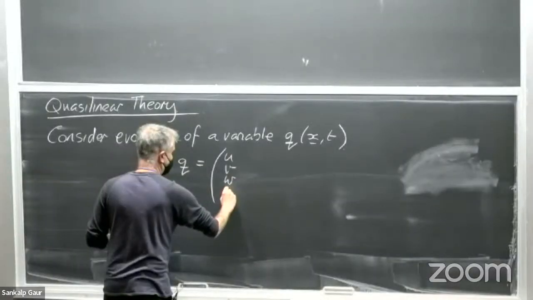So what are we going to do? We're going to consider the evolution of a variable Q. So Q, which depends on space and time. So, for example, Q vector.